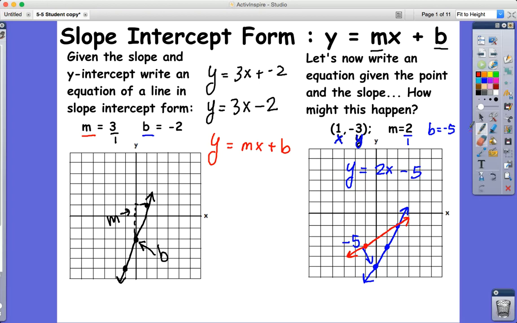Well, I know the slope is 2. I know the x coordinate. When I put it in the input, it gives me an output of -3. So let's plug in. y is -3. I know my slope, 2, times my input, x, plus b. So y is equal to mx plus b. y is the y coordinate, m is the slope, and then x is the x coordinate.